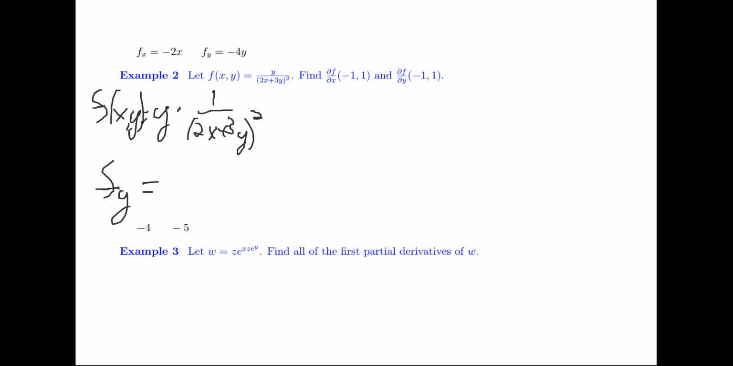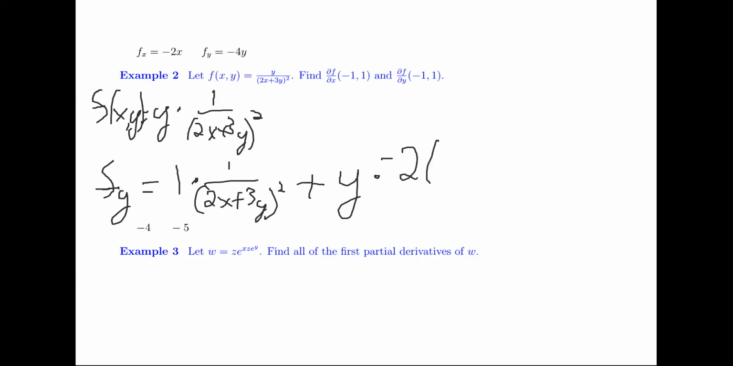So f sub y, we take the derivative using our product rule. So that is the derivative of the first with respect to y, which is 1, times the second, so that is 1 over (2x plus 3y) quantity squared, plus the first, which is y, times the derivative of the second with respect to y. Well, this is (2x plus 3y) to the negative second power, so this is negative 2 times (2x plus 3y) to the negative third power, times the derivative of the inside, which is 3.